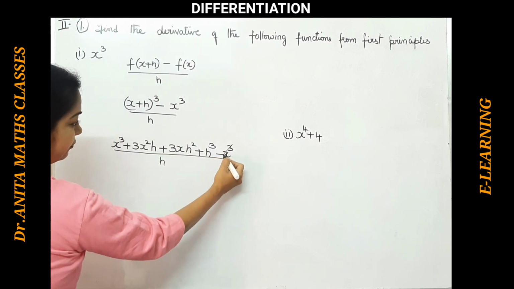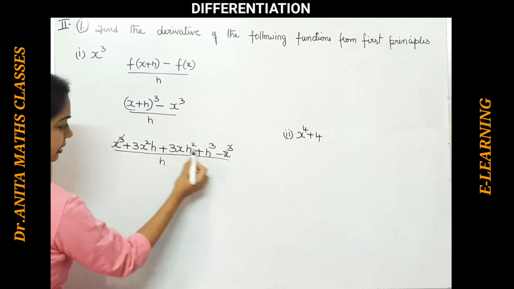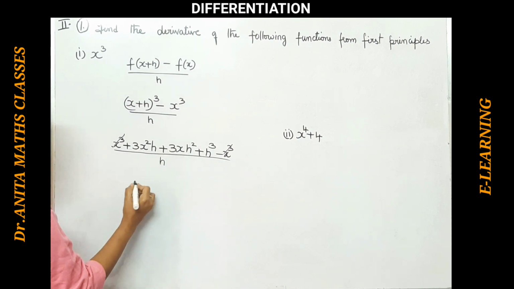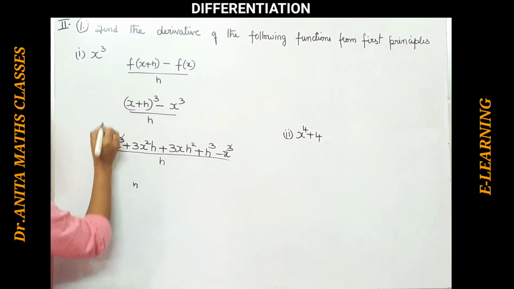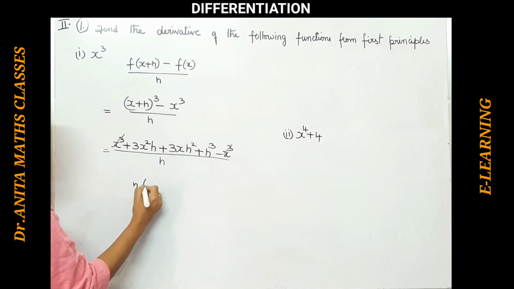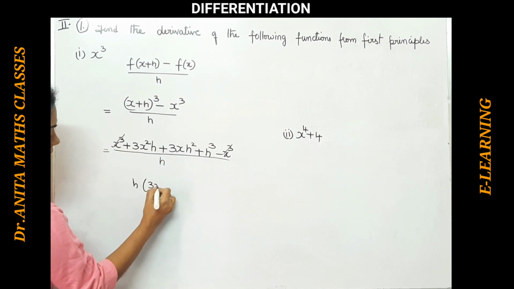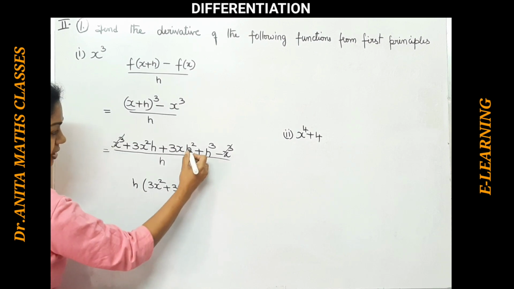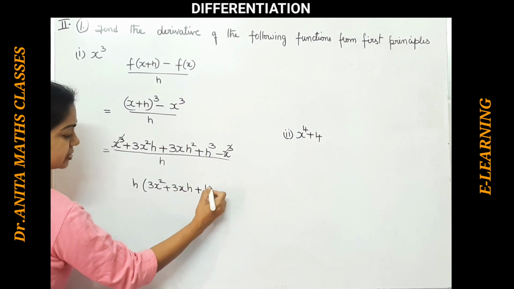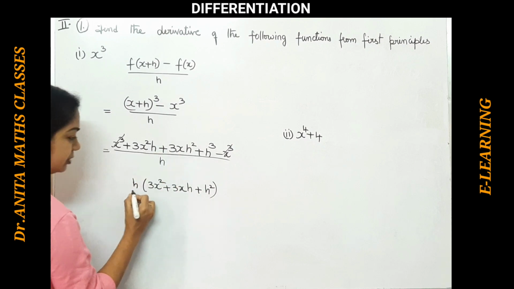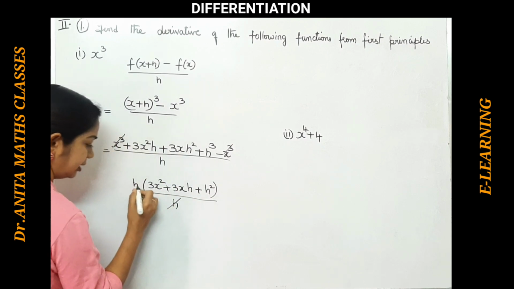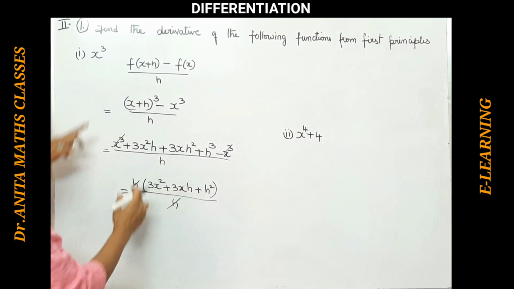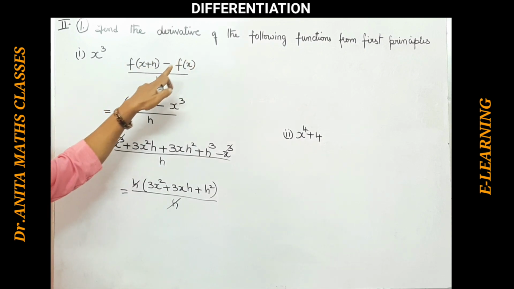Here we can cancel off these two. In the numerator you can take h common. If you take h common, it is 3x square plus 3x h, one h is left over here, and h square. So I have taken h common to cancel it off with the denominator part. Now this is completely f of x plus h minus f of x by h.